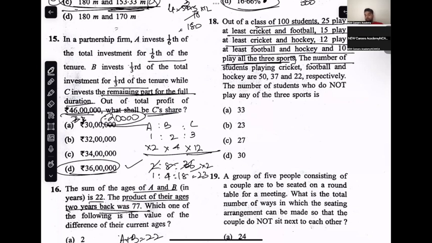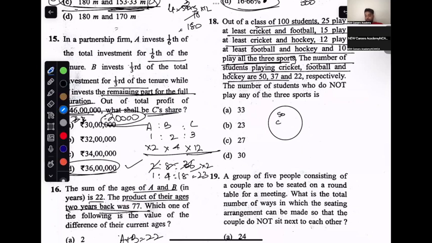Why? The number of students playing cricket, football and hockey are 50. Suppose the students playing cricket are 50. So let me draw a circle for the same. This is cricket and 50. Next we have the students playing football, which is 37, and the students playing hockey is 22.